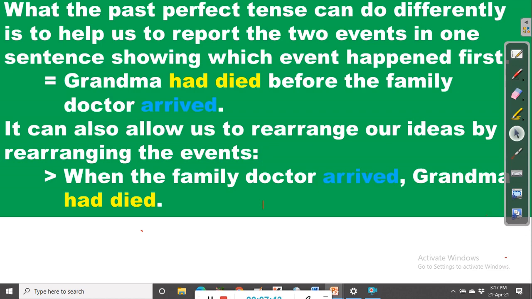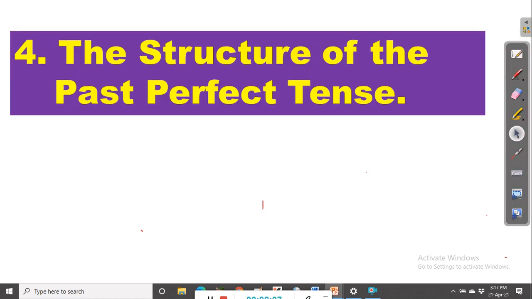All right. So in this way, you can see that using the past perfect tense enables us to specify the sequence of events and the chronology. It enables us to talk about its chronology, which one happened first and which one happened later. All right. Now, number 4, we are going to look at the structure of the past perfect tense.